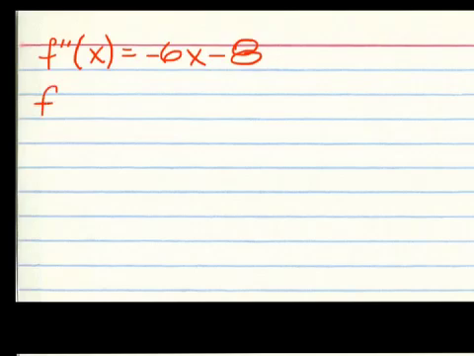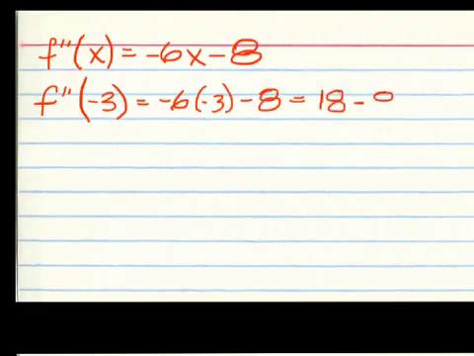Now what do we plug in first? Negative 3. So if we do that, then you end up with 18 minus 8. That's going to be 10. That's a positive answer, which means that's going to be a minimum.